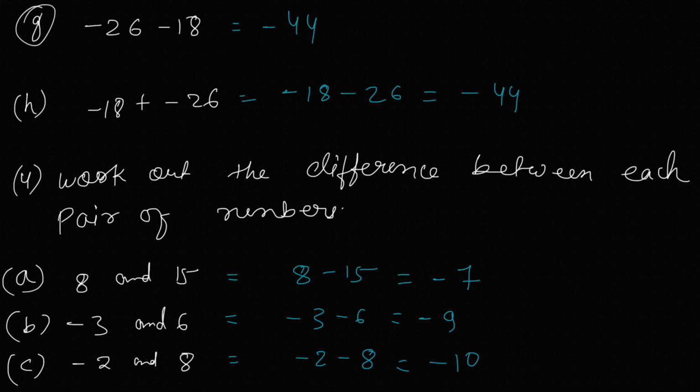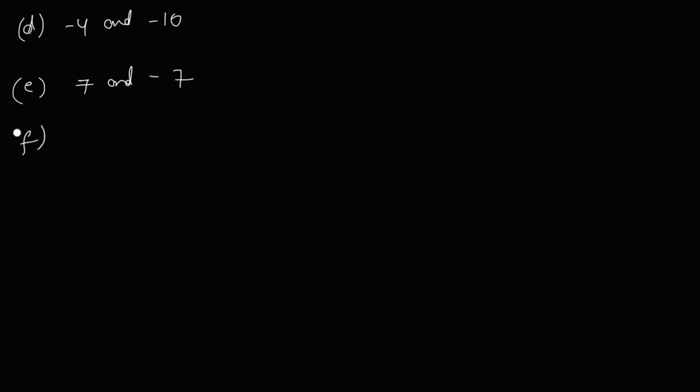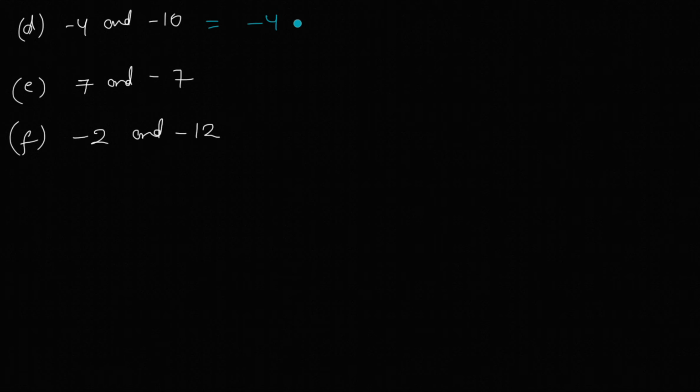Now 3 more questions are left. Question number D is -4 and -10. Question number E is 7 and -7. Question number F is -2 and -12. So it is -4 minus -10, 7 minus -7, -12 minus -12. Okay.